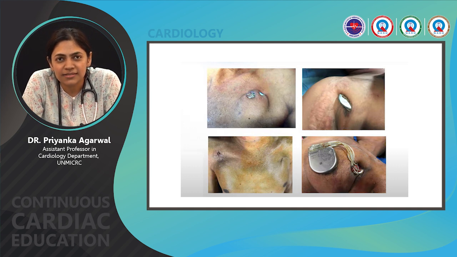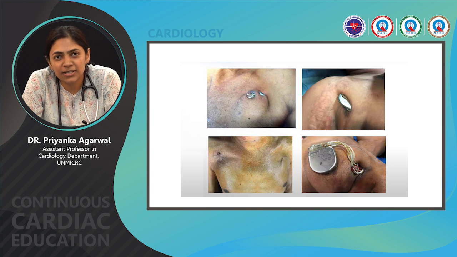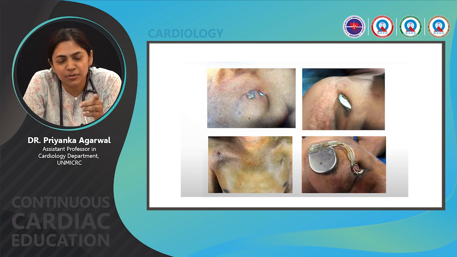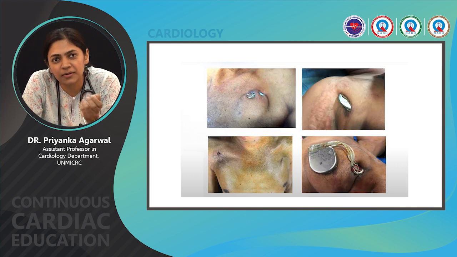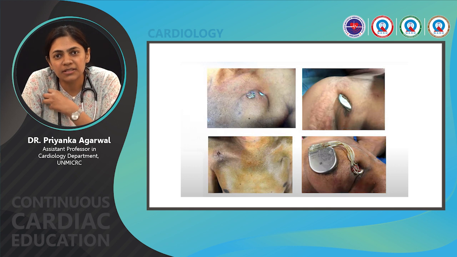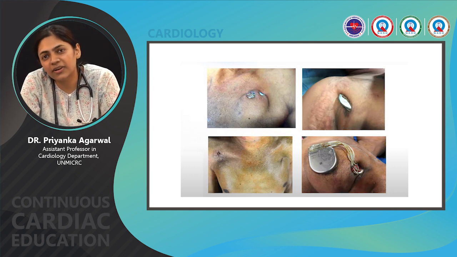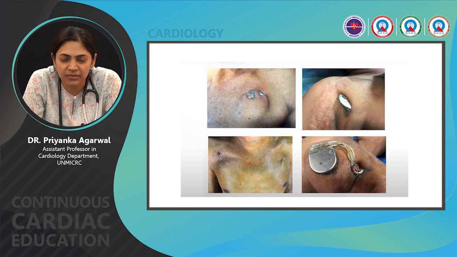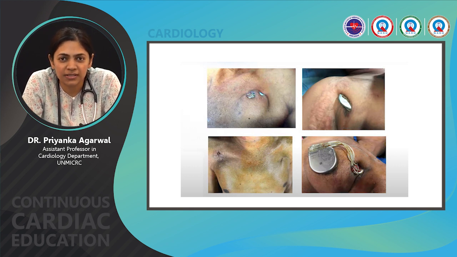These are basically device erosions. In the first picture, the device is superficial and we can see the leads placed on the upper surface of the device, so the lead and the device are coming out. In the second picture, it is implanted more lateral, so it is coming out. In the third picture, a sinus is being formed, and in the fourth picture, the whole device and lead are coming out. So we are encountering such patients in our OPD nowadays.